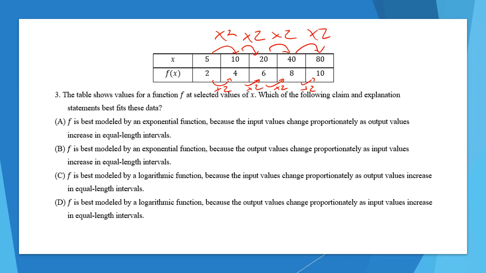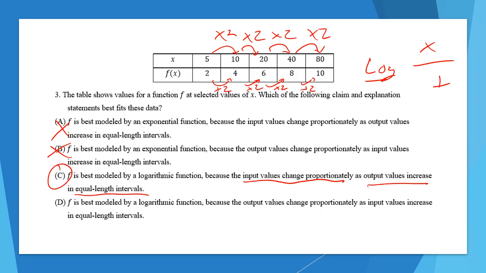And so what this means is this is going to be a logarithmic graph when you see a multiplication rule up top and then an addition rule on the bottom. So we can eliminate A and B. And then for C, the input values change proportionately. That's true. And the output values increase in equal length intervals. That's also true. Here, the output values change proportionately. That's not true. They change at a constant rate or increase in equal length intervals. So that's why D is wrong, making C the correct answer there.